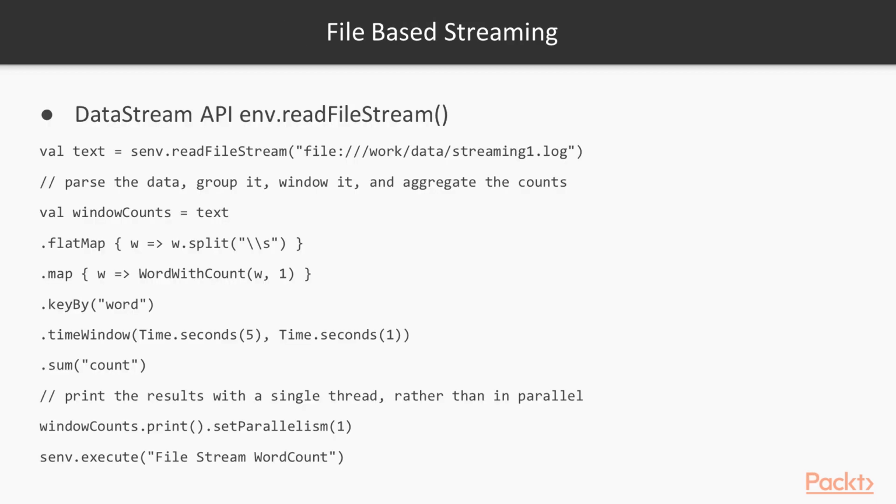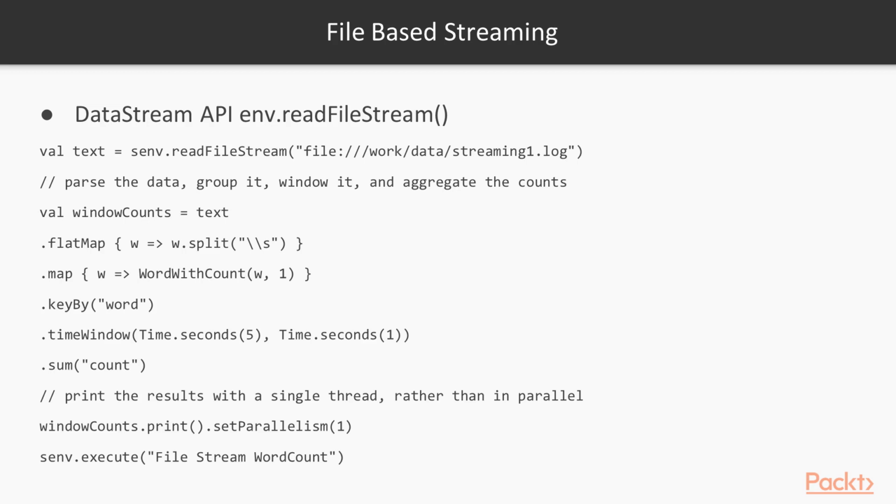File-based streaming, actually the code is very similar. There's not much difference except how you're getting the stream. Here you're getting the stream using read file stream, streaming1.log. There's a file that you maintain, and then you're just streaming from that file. This file could be a big file. Maybe you collected it over a period of months, but you're simply reading from that as a stream.